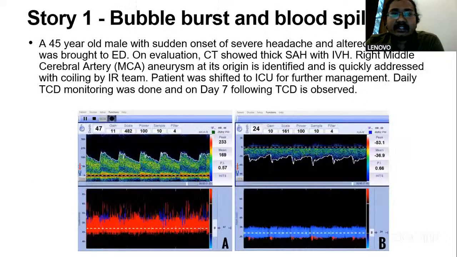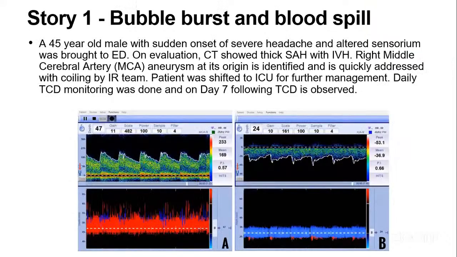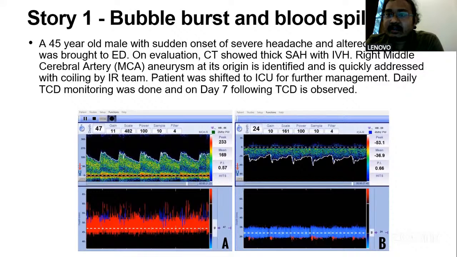So the first story is bubble burst and blood spill. You would have guessed it already that this is a case of subarachnoid hemorrhage. We have a case of a 45-year-old male patient with a sudden onset severe headache and altered sensorium who came to the emergency department. CT was done and it is showing thick SAH and IVH. A right middle cerebral artery aneurysm was identified and it was coiled. After that, the patient was shifted to ICU for further management.